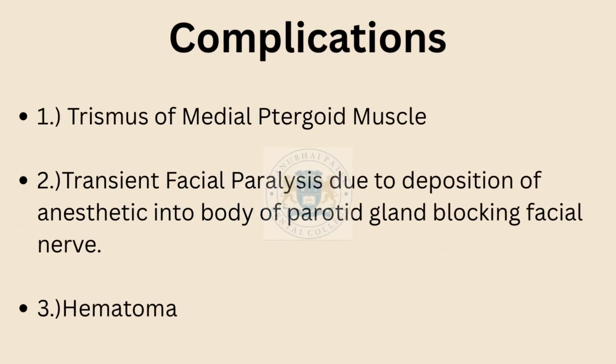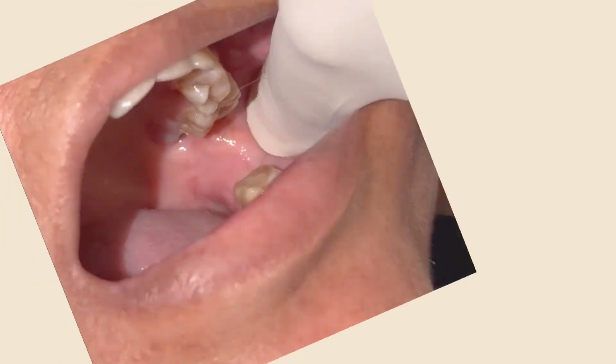What are the complications of inferior alveolar nerve block? First is trismus of the medial pterygoid muscle. Second is transient facial paralysis due to deposition of anesthetic into the body of the parotid gland, blocking the facial nerve. Third is hematoma.